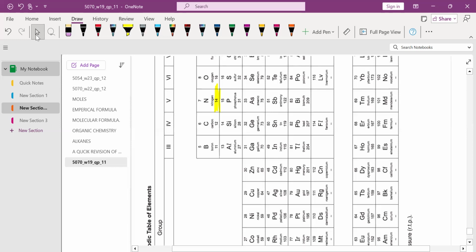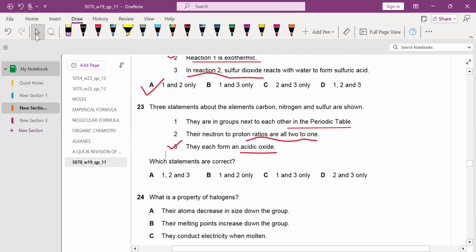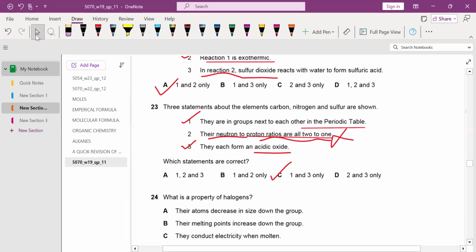So they were talking about, I think, carbon, oxygen, and nitrogen. Yes, they are each two. They are next to the group. They were talking about carbon, nitrogen, and sulfur. They are in the groups next to each other in the periodic table. Yes, they are. So statements 1 and 3 are correct. The neutron to proton ratio is always 2 to 1? No, so statement 2 is incorrect. So option C is correct for question number 23.